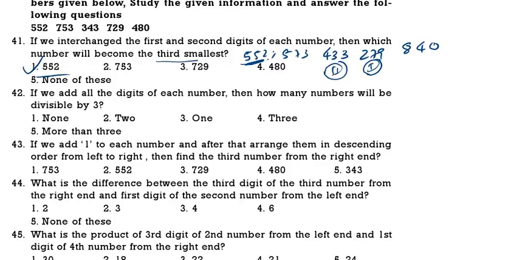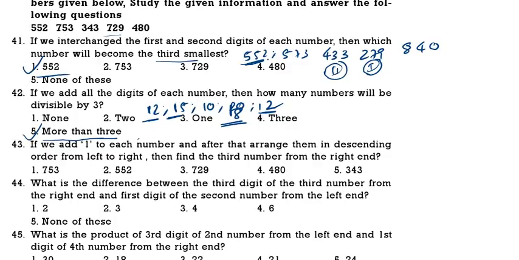Original number is 552. Then if we add all the digits of each number, the first one is 12, the next one is 15, the next one is 10, the next one is 20, the next one is 12. So which is divisible by 3? 12, 15, 12. So there are 3 numbers. So this one, 18. This is also divisible. So there are totally 4 numbers. Option 5.